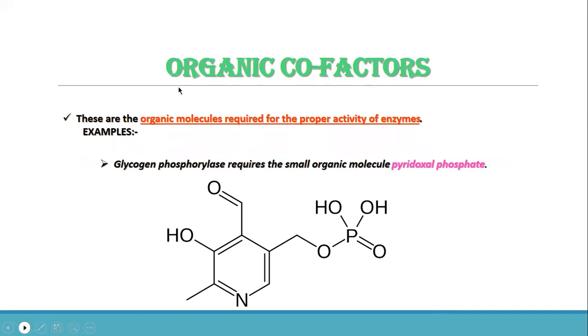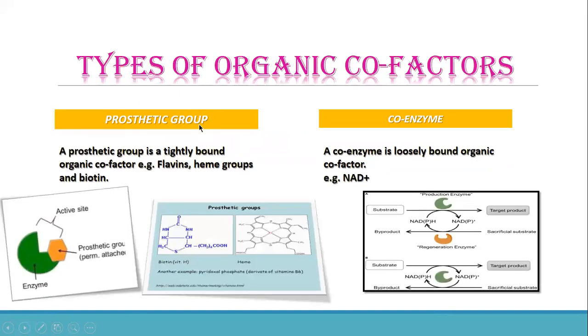Types of organic cofactor. There are two types of organic cofactors. One is the prosthetic group and the other one is the coenzyme. A prosthetic group is a tightly bound organic cofactor. Examples, flavins, heme groups and biotin. Coenzymes are cofactors which are loosely bound to the enzyme.